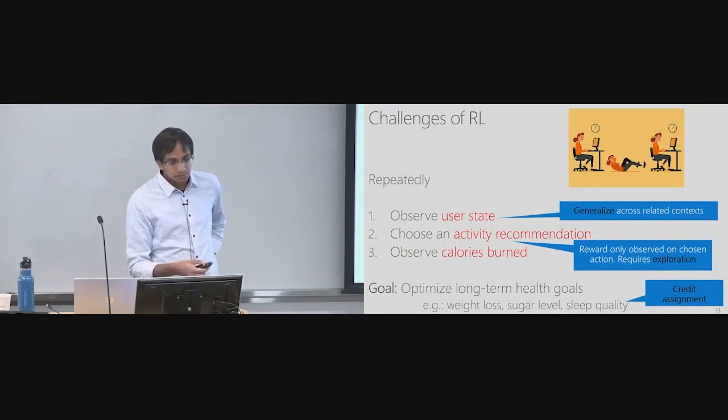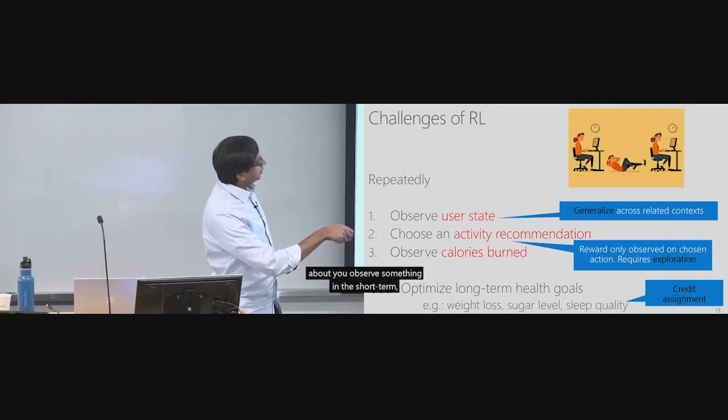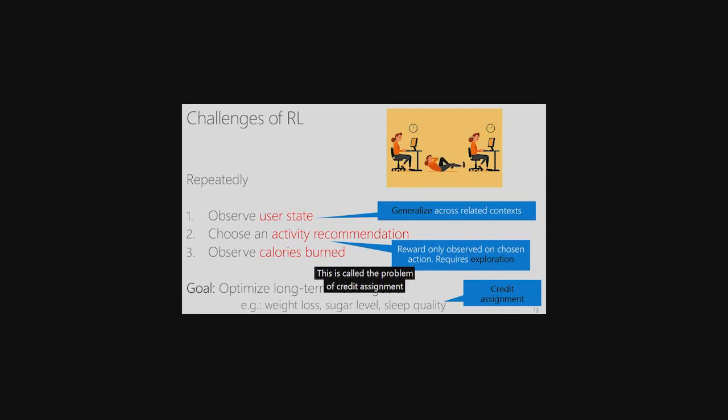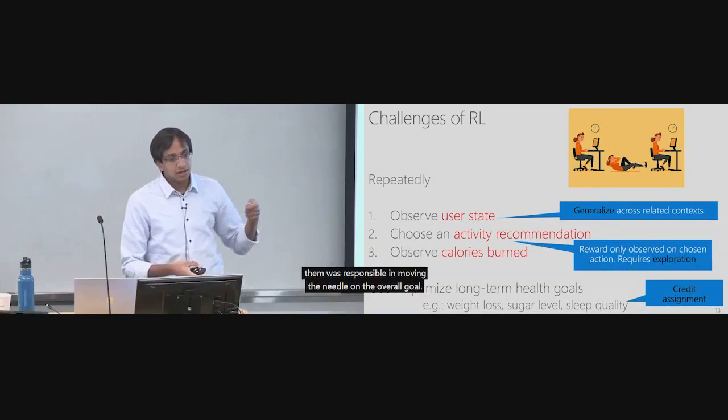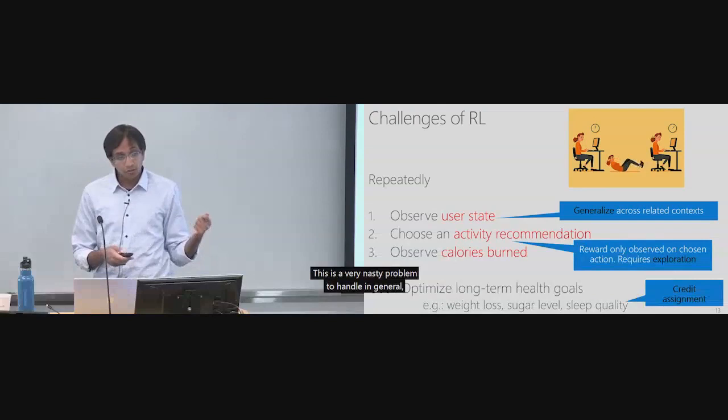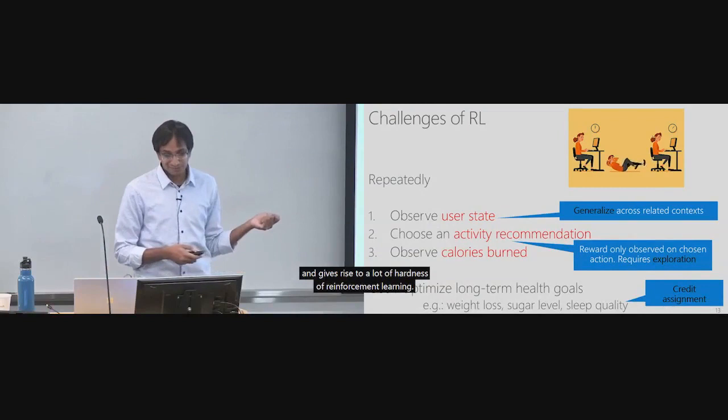And finally, you observe something in the short term, but that's only a proxy for what you care about in the long term. And this is called the problem of credit assignment, because what's going to happen, right? You're going to probably recommend activities to a user many, many times before you make any real dent in their long-term health goals. And if you do or you don't have a good impact on the long-term health goals, it's not very easy to tell which of the various activity recommendations you made to them was responsible in moving the needle on the overall goal. Right? And this is a very nasty problem to handle in general, and gives rise to a lot of the hardness of reinforcement learning.